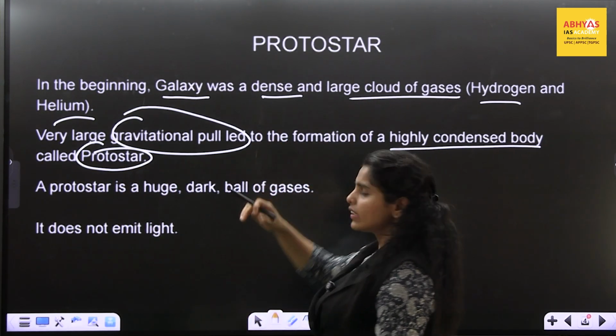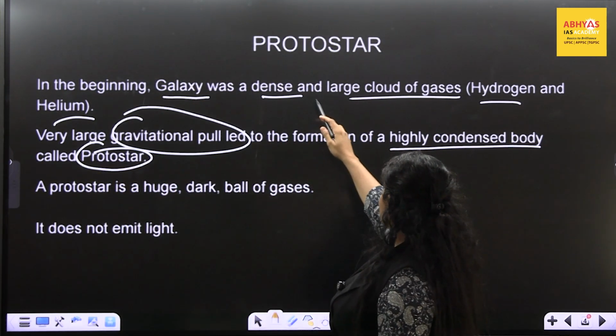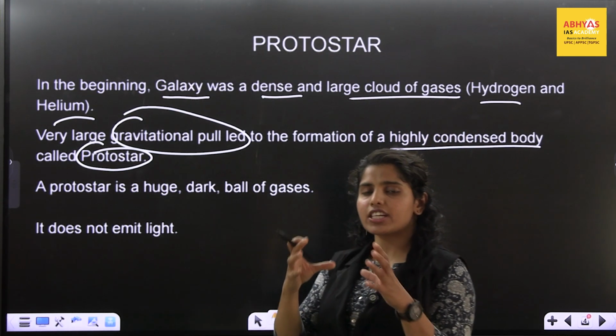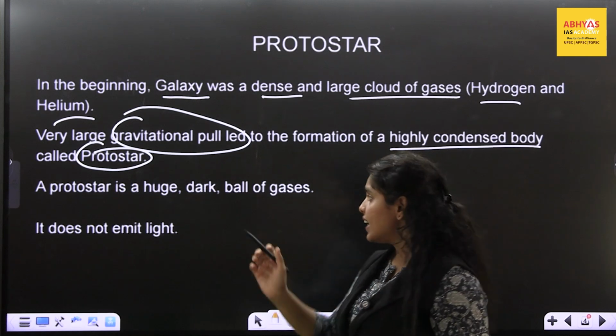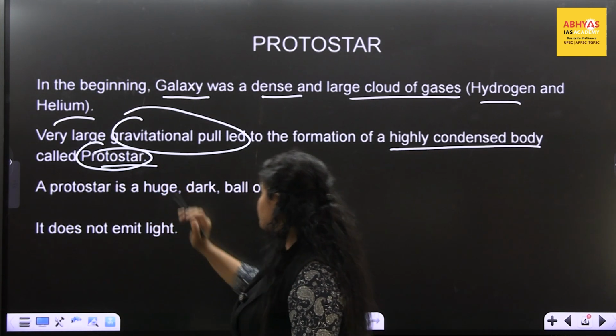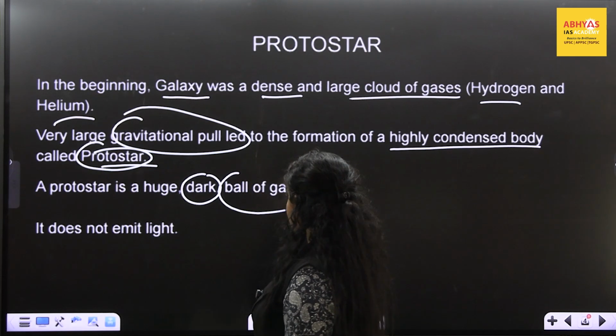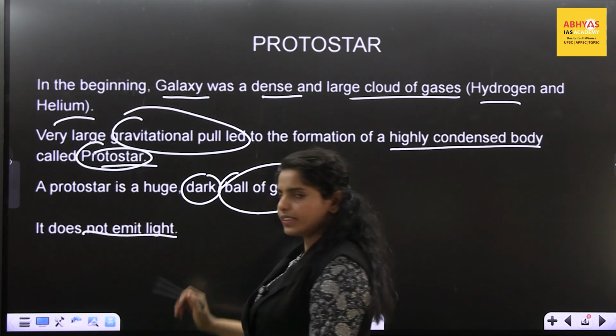So initially there was a galaxy. It has a dense and large cloud of gases, and because of the gravitational pull it became so dense, and that resulted in the formation of this protostar. So hence protostar is a dark ball of gases and it does not emit light.